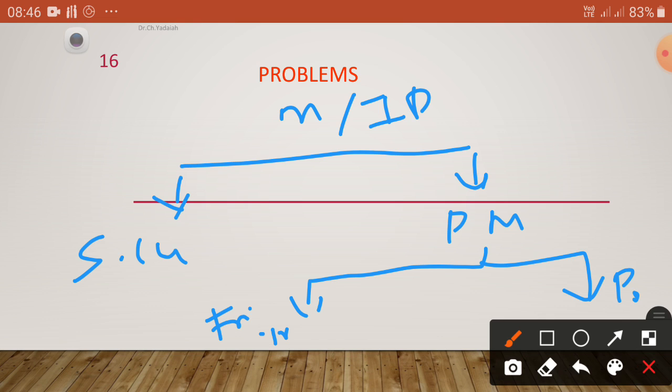The input given here depends on root 3 VL IL cos phi for three phase, or we can write 3 into V phase I phase cos theta, and the copper losses are I square RA. This input minus the copper losses is equal to PM, or we can write EB into IA into cos(alpha minus theta). From this, the constant losses we can remove, then we get the output here. So we are going to calculate these things.